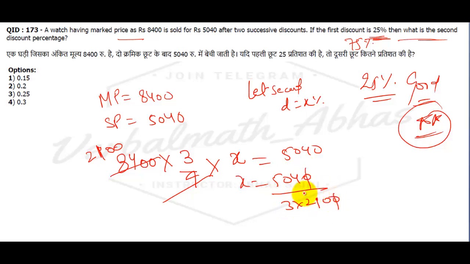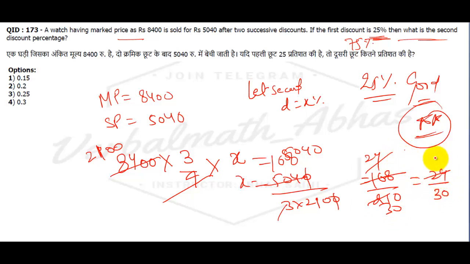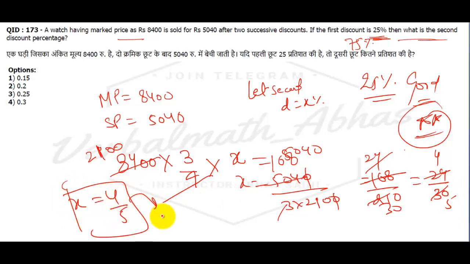When you write it in simple form, you will get 168 upon 210, or you can simplify it further: 24 or 30, or I can write it as 4 or 5. So 4 upon 5 is your fraction X.